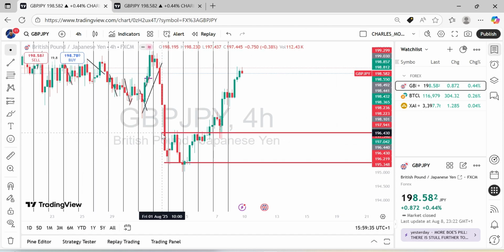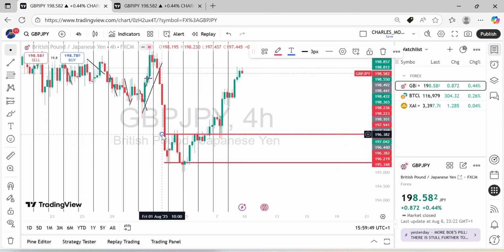Guys, anytime you want to mark up these lines, make sure you don't just mark from the body. Make sure you mark from the wick side of it, the peak of it. So this is what I did.